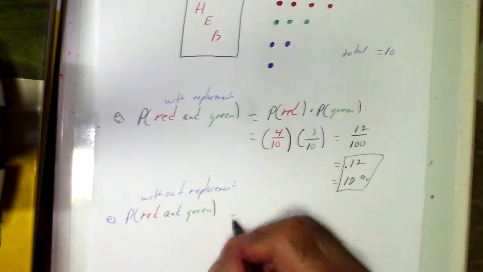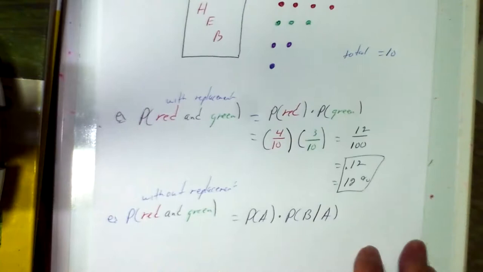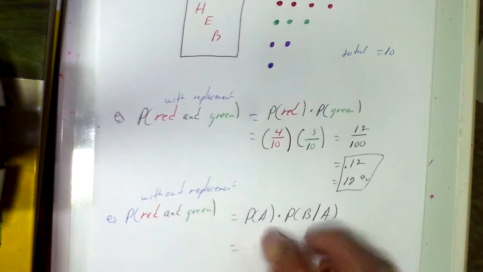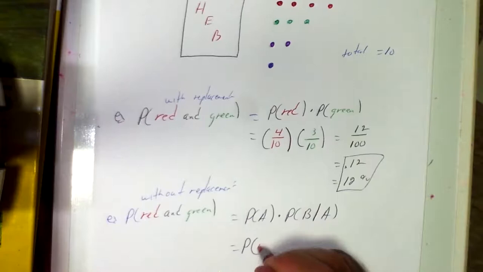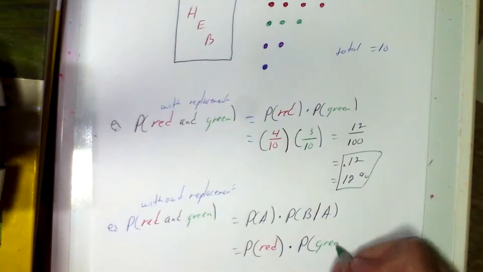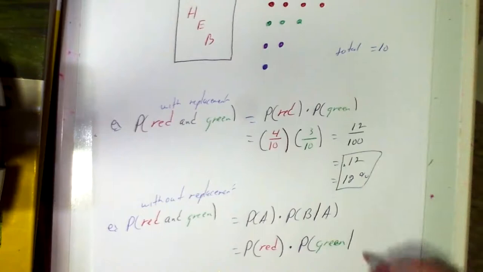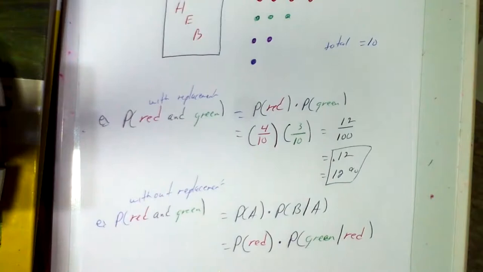Now, when we do red and green without replacement, this is going to be different. Let me write down the formula. Probability of A times the probability of B given A. Remember, does that line mean divide? All right, so we're gonna do the same thing like we did before: the probability of red times the probability of green given red. Probability red, same thing, 4 out of 10.